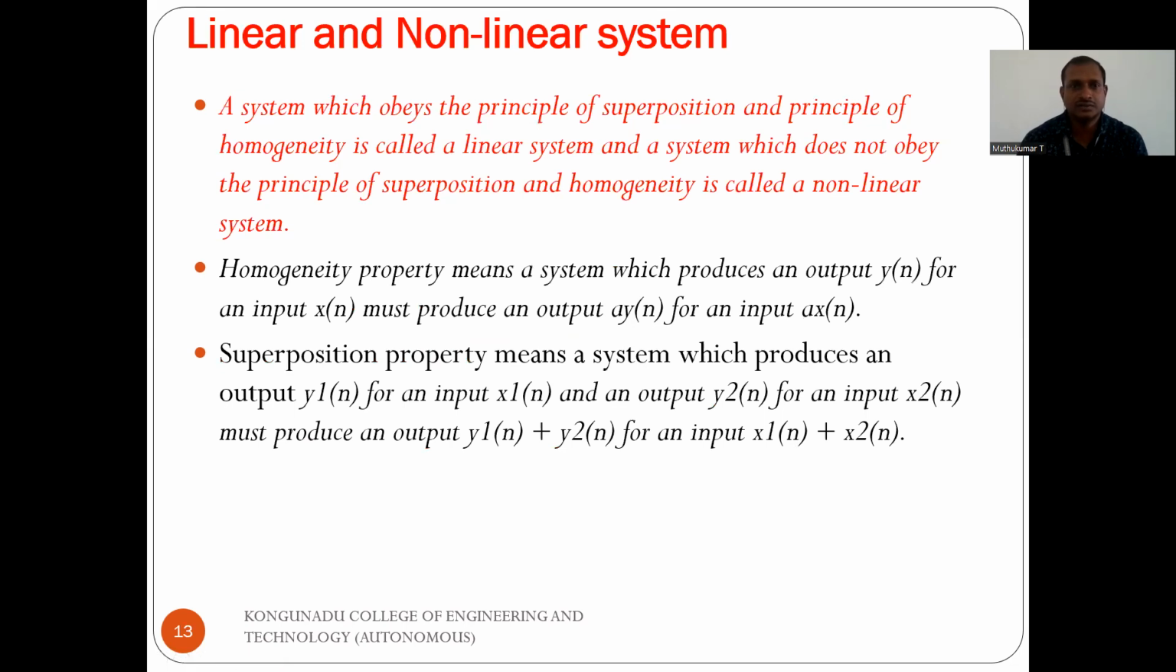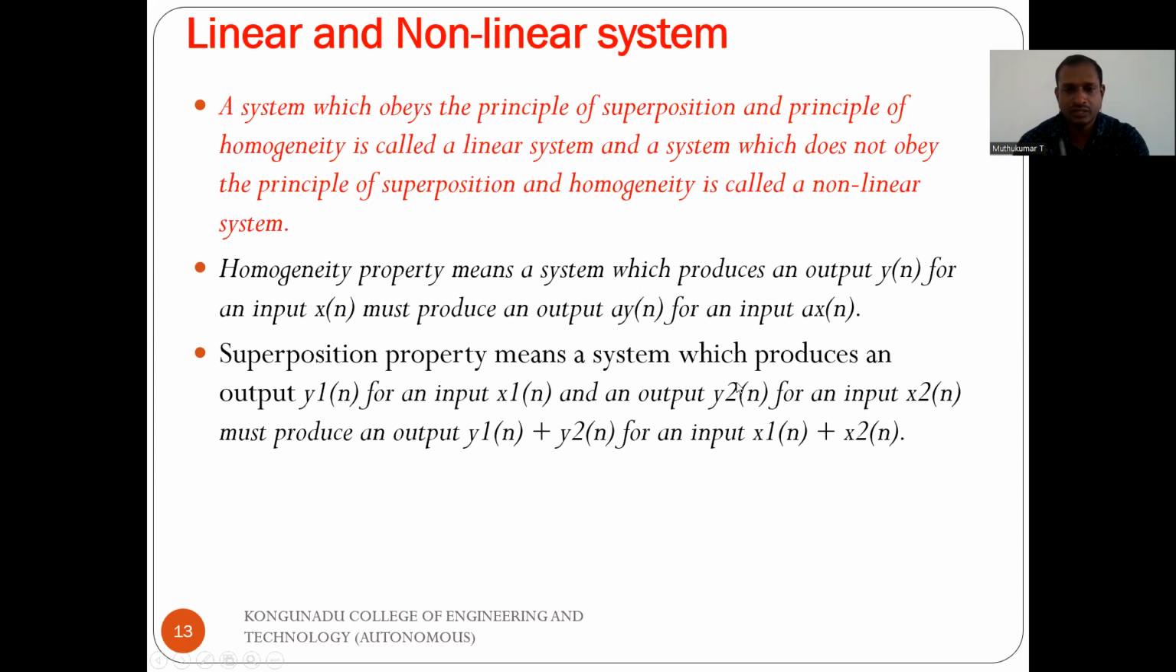Linear and non-linear system. The system which obeys the principle of superposition and the principle of homogeneity is called a linear system. So it should obey both the principle of superposition and the principle of homogeneity. A system that does not obey the superposition and homogeneity principles is called a non-linear system.